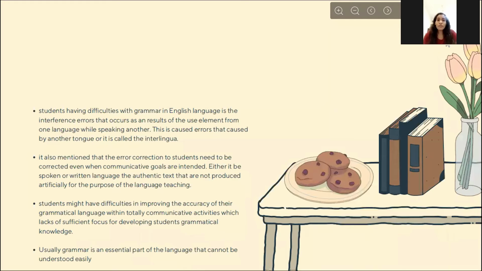Either spoken or written language, the authentic texts that are not produced artificially for the purpose of the language, are also a cause of students having difficulty in grammar. And students may have difficulties in improving the accuracy of their grammatical language within total communication activities, which lack sufficient focus for developing students' grammatical knowledge. Usually, grammar is an essential part of the language that cannot be understood easily.